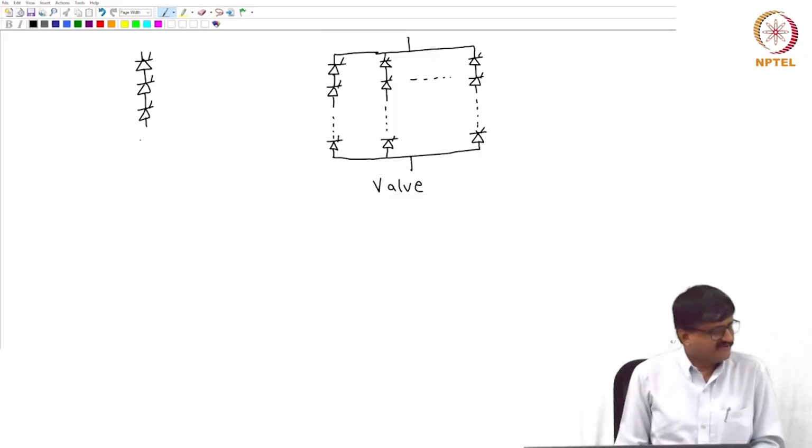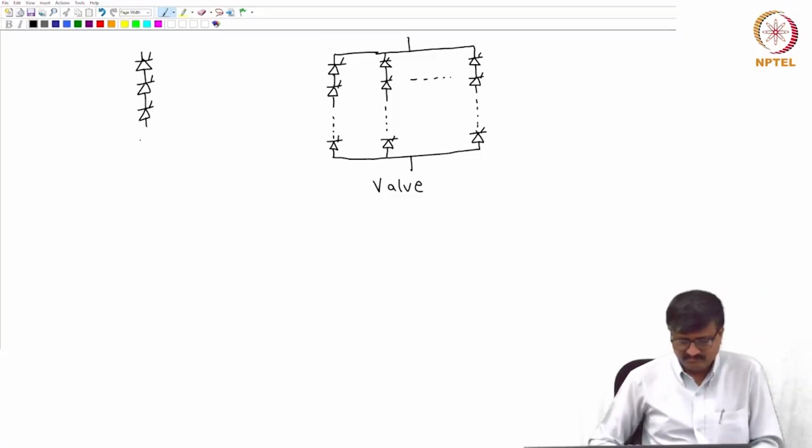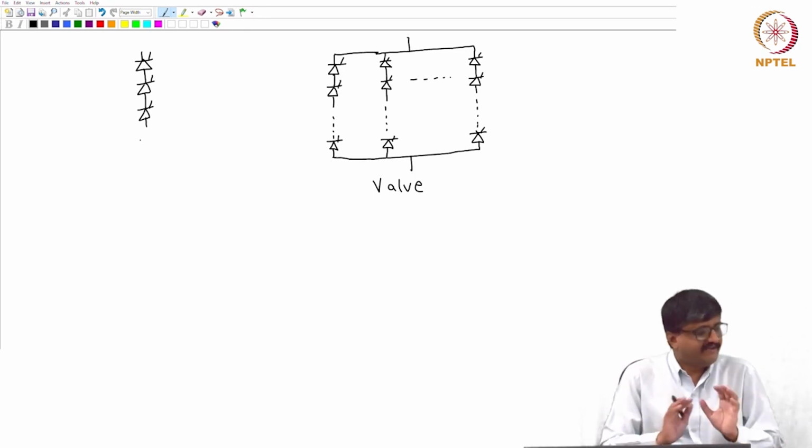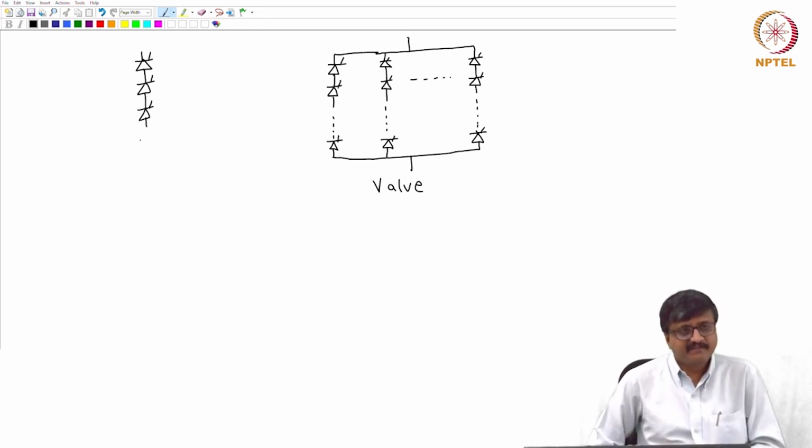Before going to the first topic, what I would like to do is spend some time on the assumptions that we make in this course, so that they will be retained for the entire course. There are some simplifying assumptions that are made as far as the devices are concerned. We analyze a lot of power electronic circuits using these simplifying assumptions. You may be familiar with some of these.